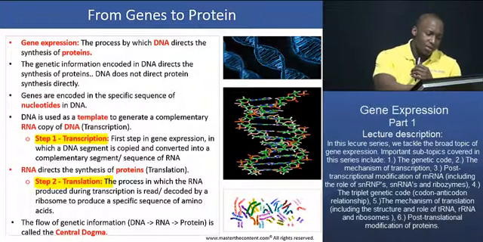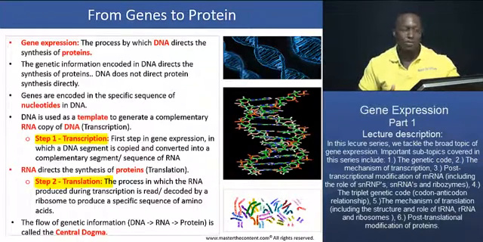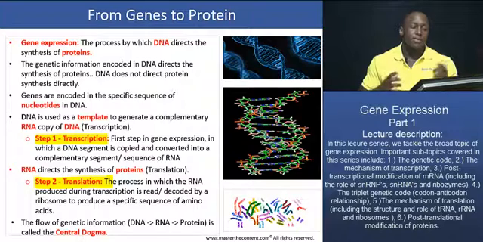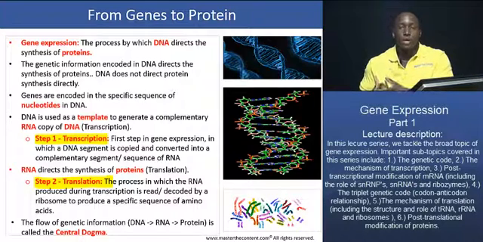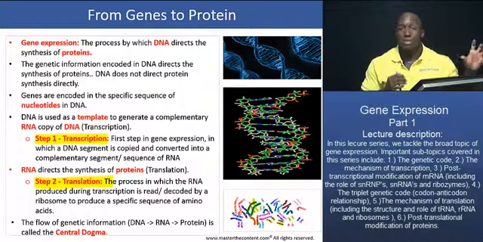So what happens when your cell needs a particular protein? The nucleotide sequence is copied from DNA and converted into RNA, and then that RNA is used as a set of instructions to dictate or guide the formation of a protein based on that gene, based on the nucleotide sequence of the original gene.